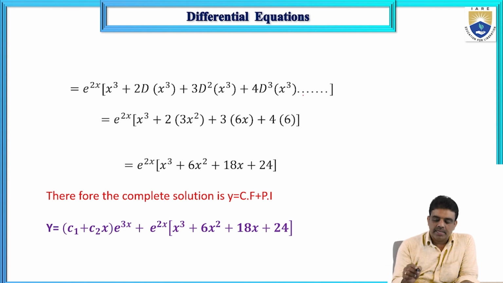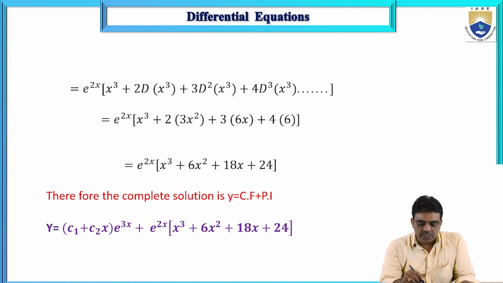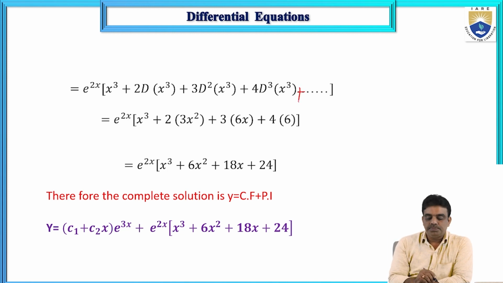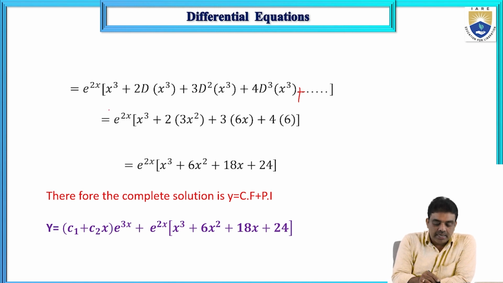The same step here I am writing: 2D of x cube plus 3D square of x cube plus 4D cube of x cube plus so on. The higher degree terms will become 0. Now e power 2x, the above expression can be written as e power 2x. First term x cube as it is.